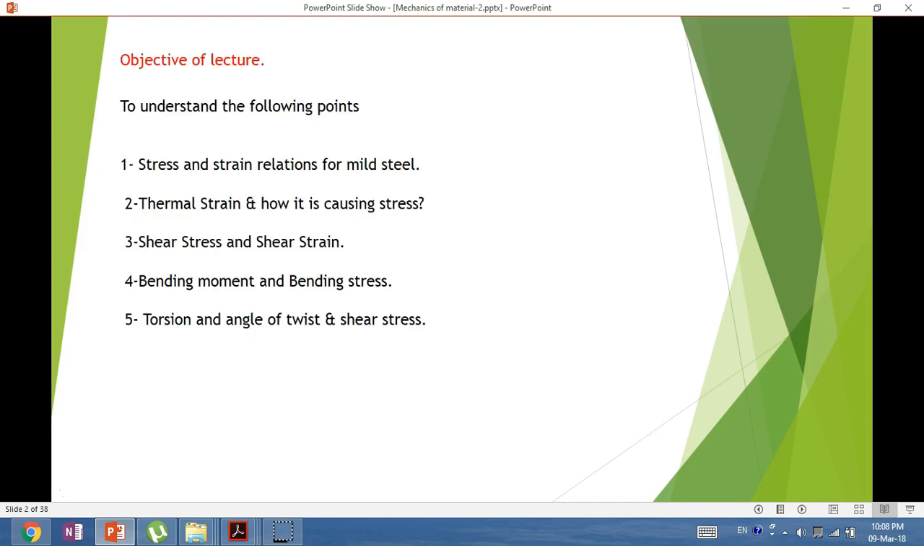The objective of the lecture is to understand the following points: the stress and strain relations for mild steel. Second point, thermal strain and how it is causing stress, shear stress and shear strain, bending moment and bending stress, and finally the torsion and angle of twist and shear stress.